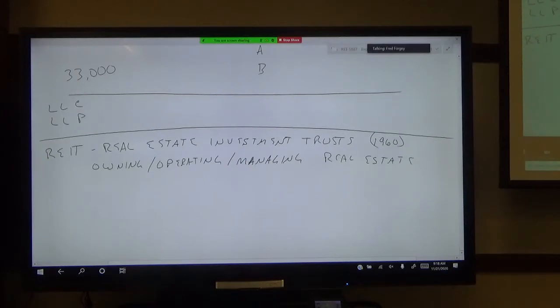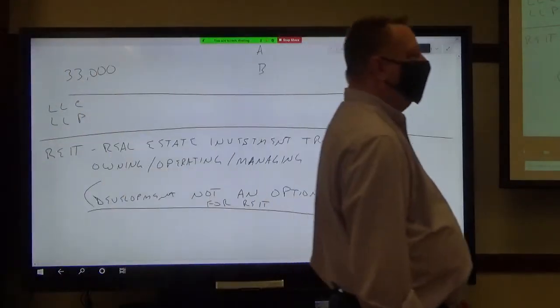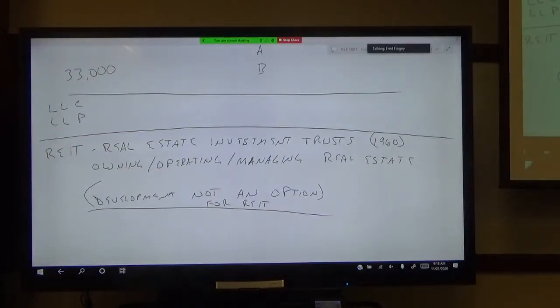Development. Development is not really an option for a REIT. REITs, for the most part, are holding companies. Meaning that once you have the real estate built, developed, constructed, all of that sort of stuff, in other words, it's open for business, then you form a REIT and put the asset into a REIT.